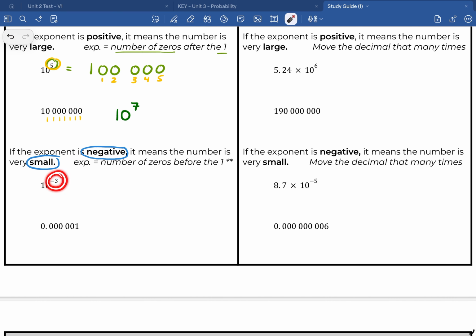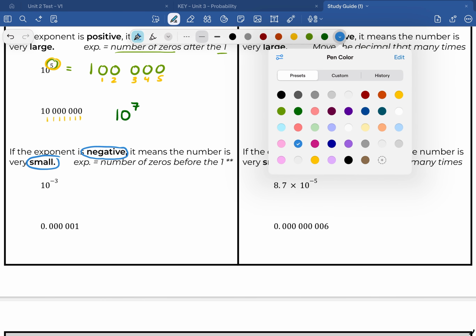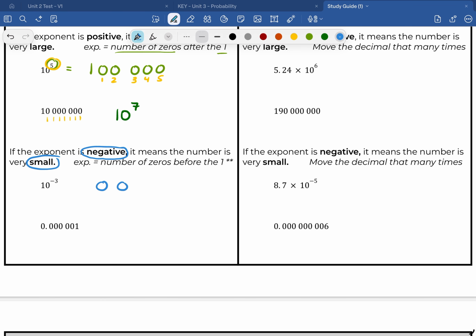So if we're saying -3, then that means that we're going to have 0, 0, 0, 1. But after that first 0, we're going to have our decimal. So it's not that we have 3 zeros between the decimal and the 1. We're including that one as well. So here our answer would be 0.001.